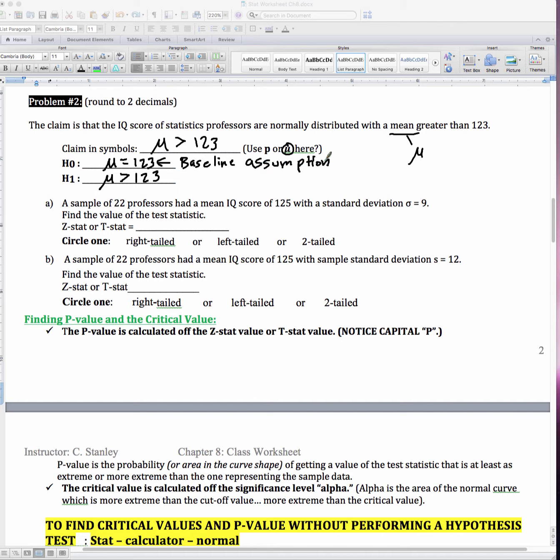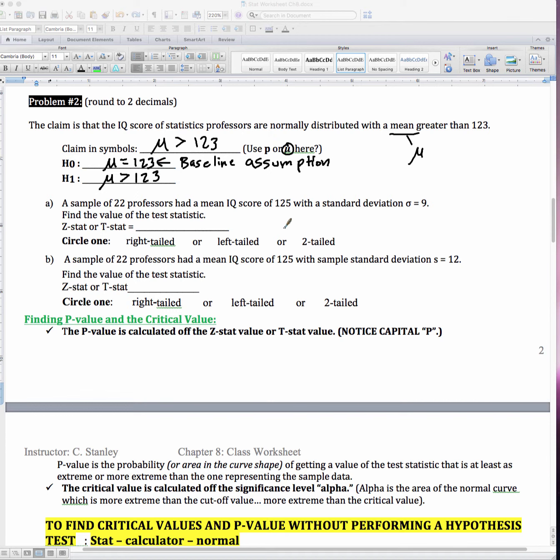It's like guilty and innocent. You know, we always say somebody's innocent. It's up to them to prove that you're guilty. So if they want to say it's greater than 123, they need to find enough evidence that it's greater than 123. So we're going to assume that it's not greater than 123 until there's evidence that comes forward that it is. Okay, a sample of 22 professors had a mean IQ of 125.